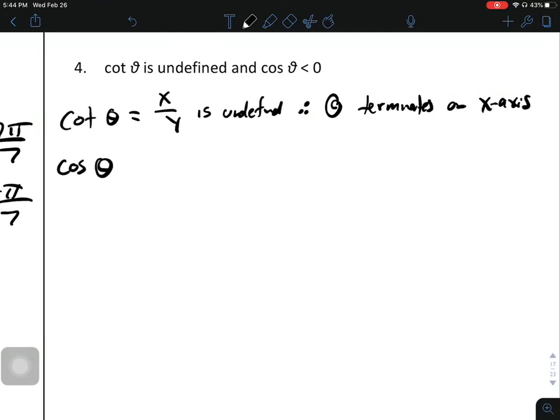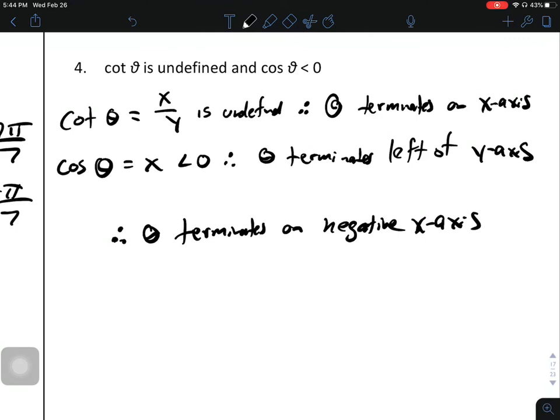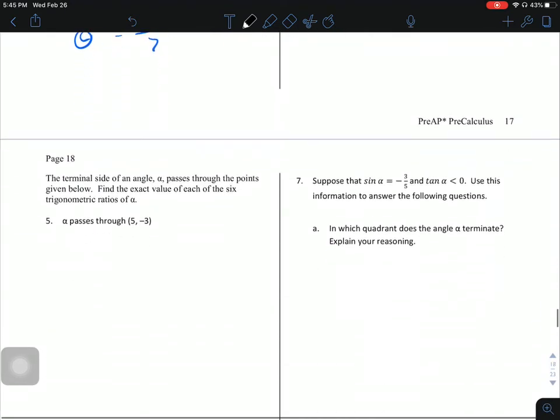If cosine of theta is equal to x, and that's less than 0, then theta terminates left of the y-axis. So where in the coordinate plane can we be on the x-axis and left of the y-axis? That's on the negative x-axis. Therefore, theta terminates on the negative x-axis. Sweet, let's go to the back.